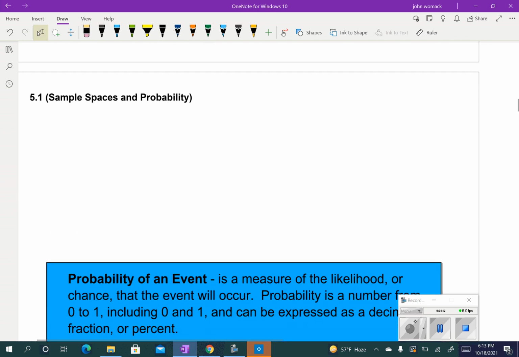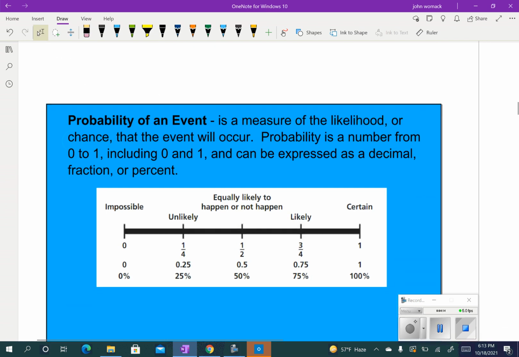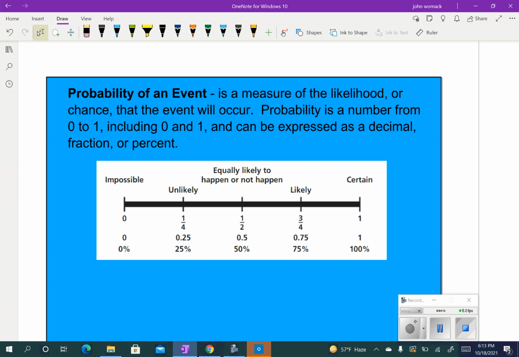All right, if you look at this next information, it says the probability of an event. That's what we're going to spend the next chapter dealing with, probabilities, this whole unit. So it says the probability of an event is the measure of the likelihood or the chance that an event will occur. Probability is a number from 0 to 1, including 0 and 1, and can be expressed as a decimal, fraction, or a percent.